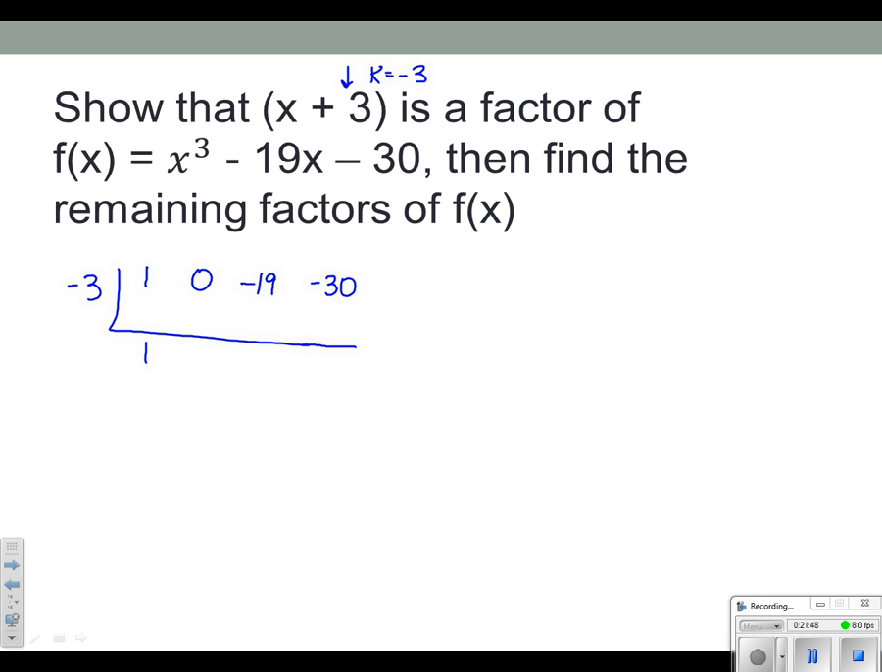Drop the 1. Negative 3 times 1 is negative 3. Combine. Negative 3 times negative 3 is 9. Combine, you get a negative 10. Negative 3 times negative 10 is 30. This one comes out even, no remainder. And it should, because they flat out told you that x plus 3 is a factor. You should expect a 0 there at the end. If it doesn't, then you made a mistake. Because if it is in fact a factor, it should divide evenly into the problem.